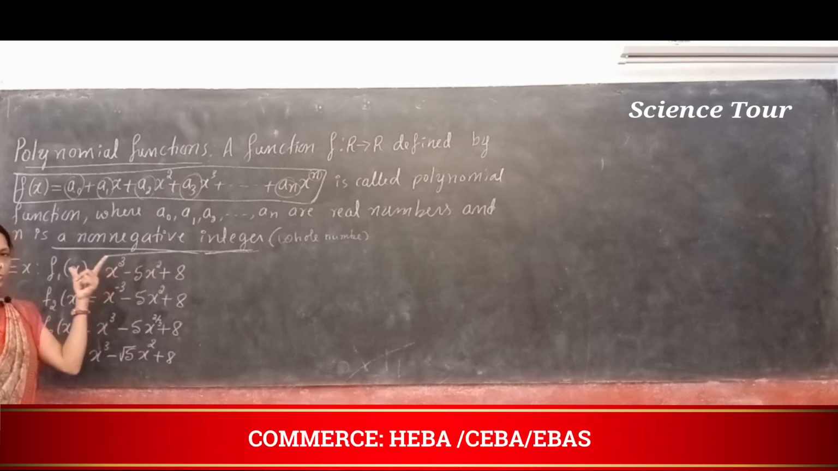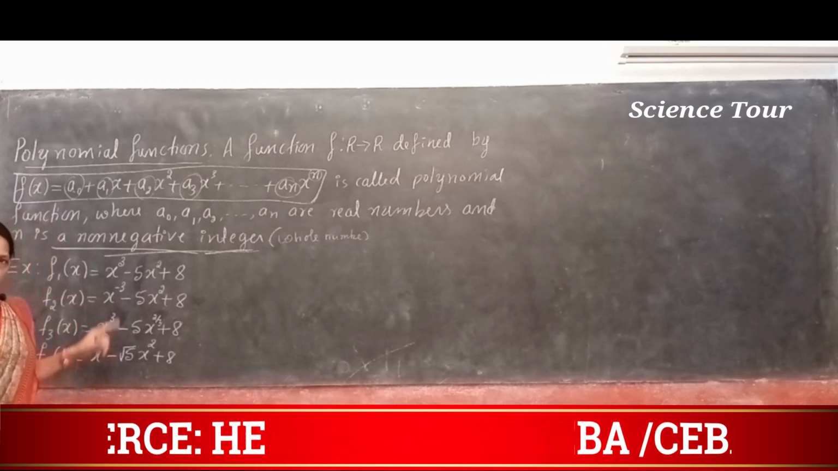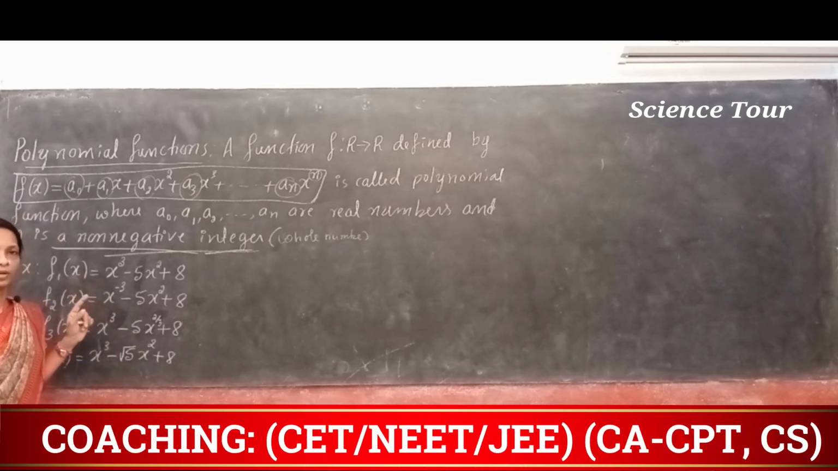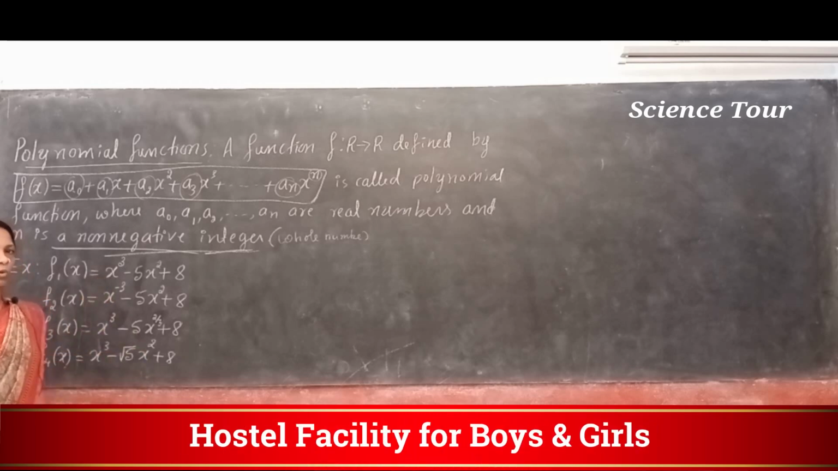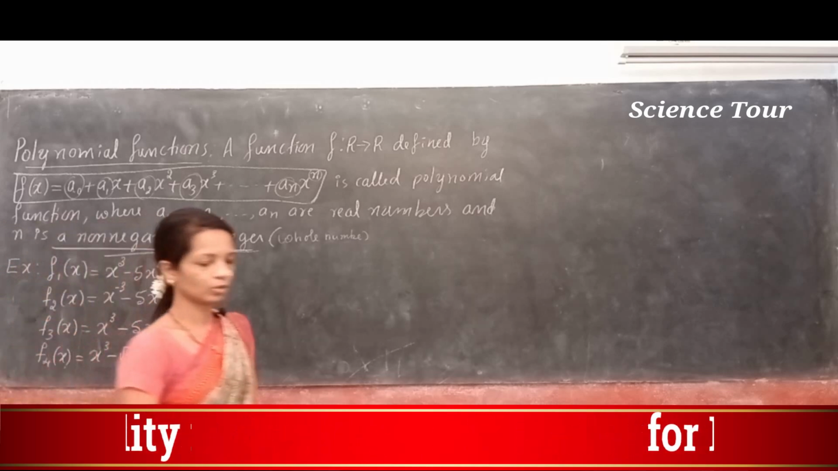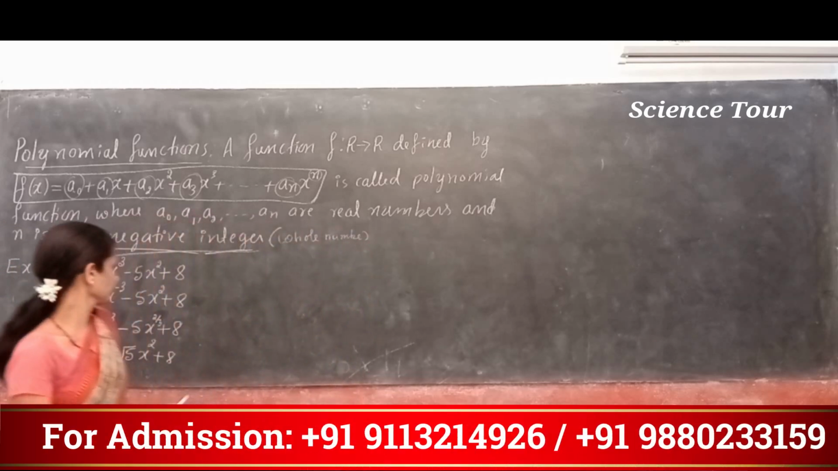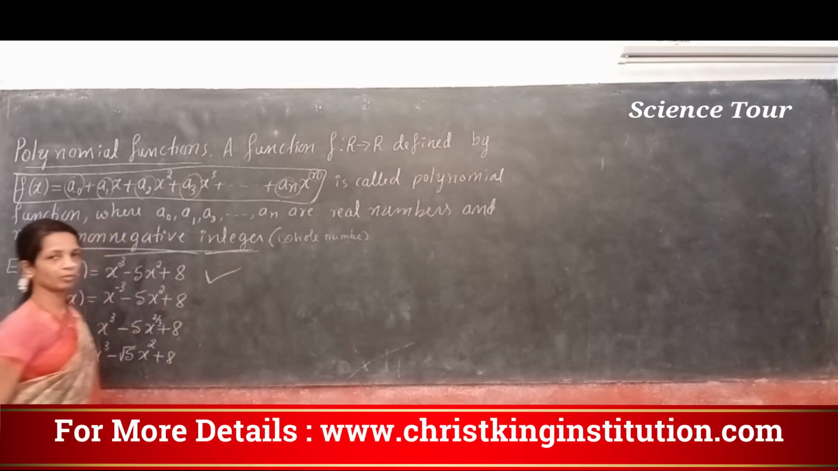You just have to check whether each power of x is a whole number or not. If each power of x is a whole number, then that is a polynomial. If any power of x is not a whole number, then that is not a polynomial. Here, each power of x, 3 and 2, they are whole numbers, so this is a polynomial function.